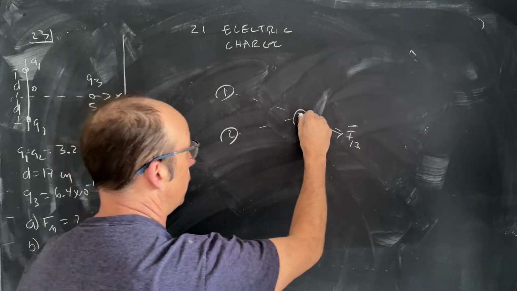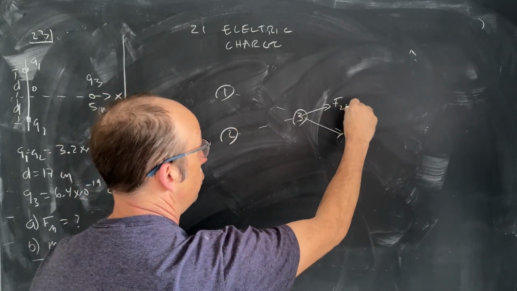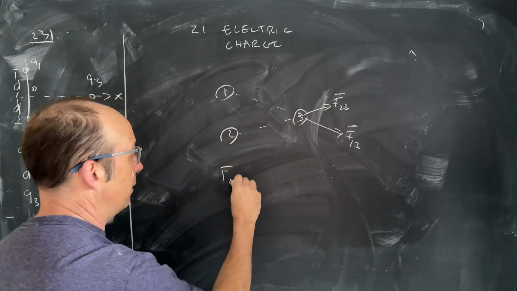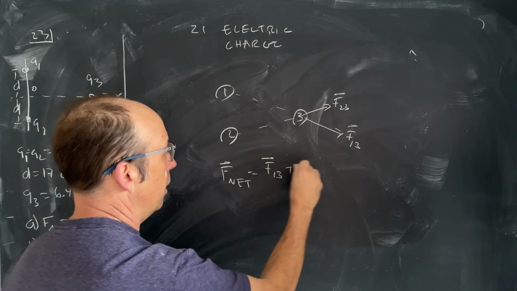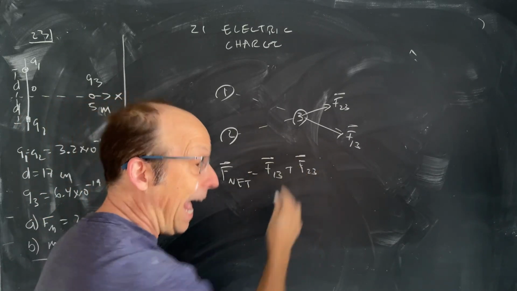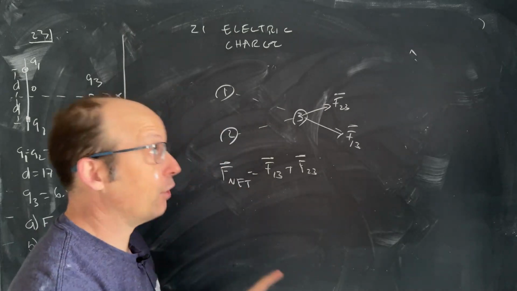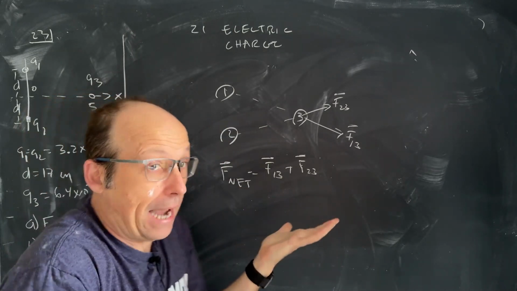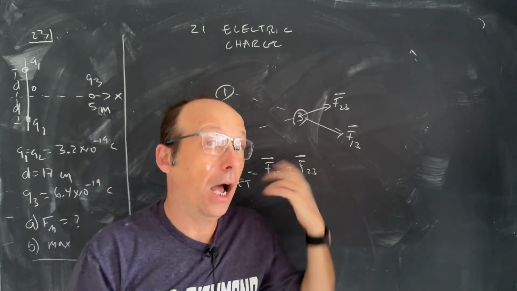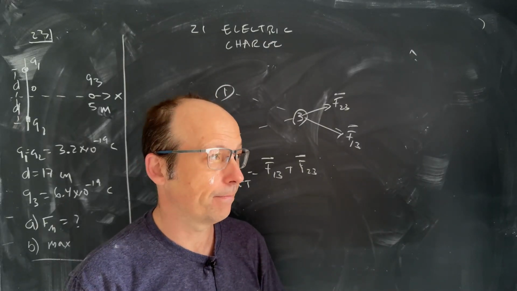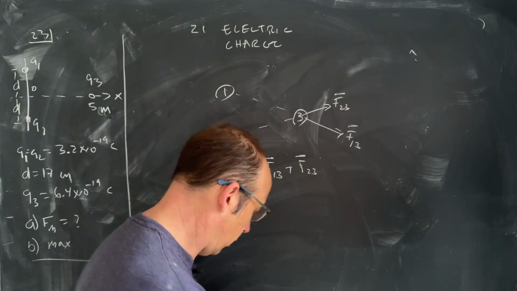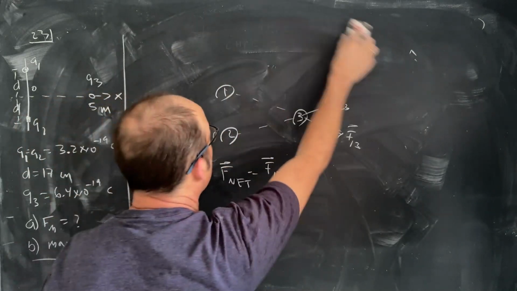I can find this one, F2,3, and then F net is F1,3 plus F2,3 as vectors. And that's why it's so important, right? I can't just find the magnitudes of these things and add them together. I have to have them as vectors. So that's what we're going to do. Good? Okay, good. Let's do the problem.